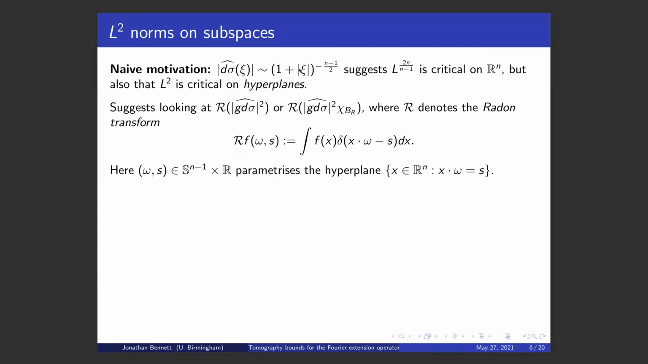Okay, but again, on first sight, I think one can overlook this technical aspect of truncating here to create finiteness. So this is just the Radon transform I described before. Omega is the normal to our hyperplane, and S is its distance from the origin. Okay, so I think from an integrability point of view and a critical Lebesgue exponent point of view, these are reasonably natural things to look at.